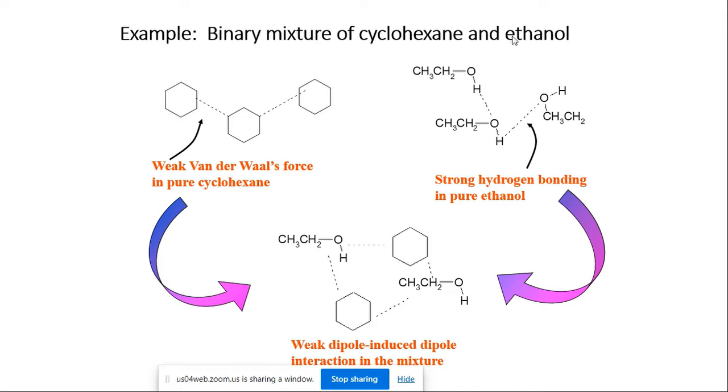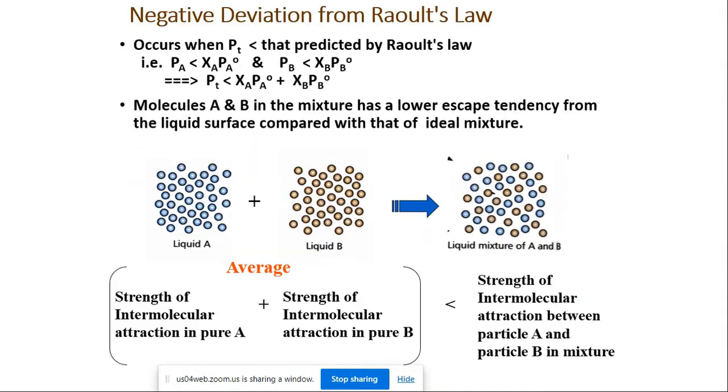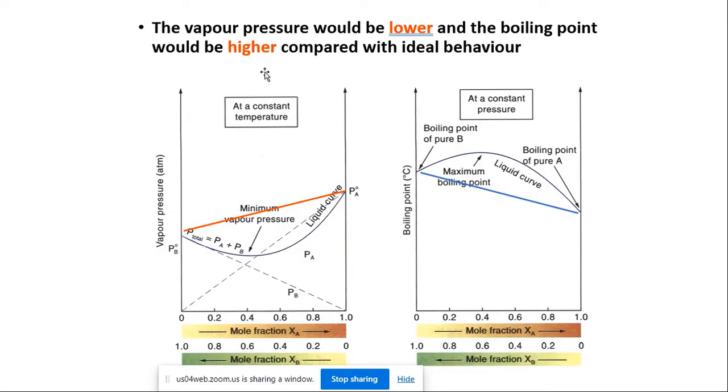If you have a mixture of cyclohexane and ethanol, it shows positive deviation from Raoult's law. Then negative deviation. Negative means the strength of intermolecular attraction in A and in B, that means if you mix A and B, then you get a mixture of AB, and the strength of intermolecular attraction is higher than in A and B, right? Your P°A and P°B strength is lower than the mixture. Then it is called negative deviation.